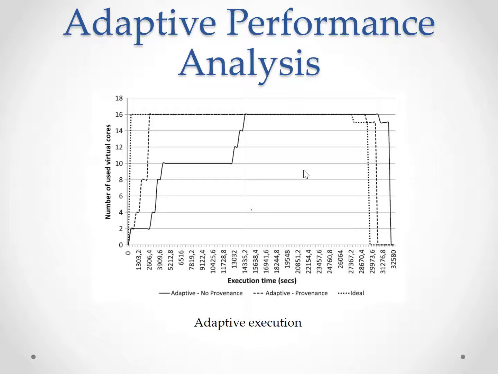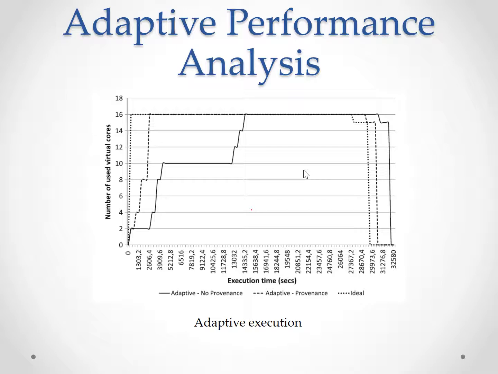Performance was analyzed by setting the deadline as 10 hours, which is 36,000 seconds, and the limit budget was set to $150. In this execution, the number of virtual machines increases and decreases over time to meet the deadline as well as the budget. Also, the virtual machines can be destroyed without interference of SciCumulus.